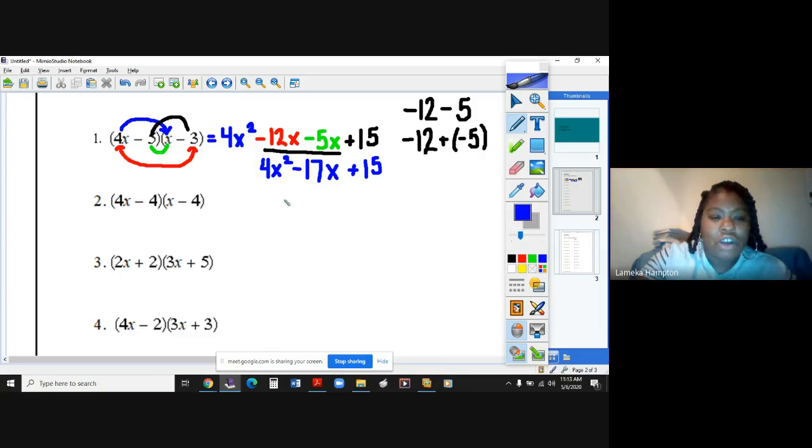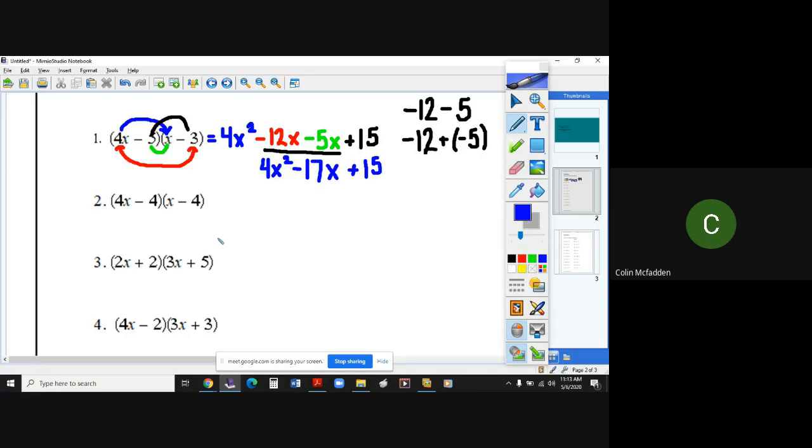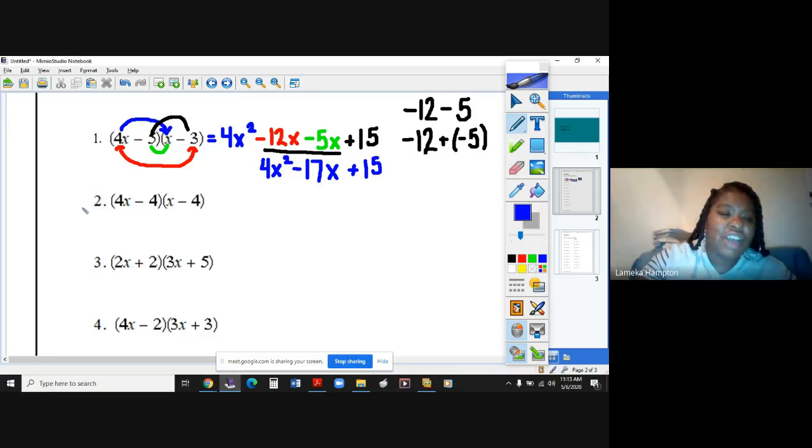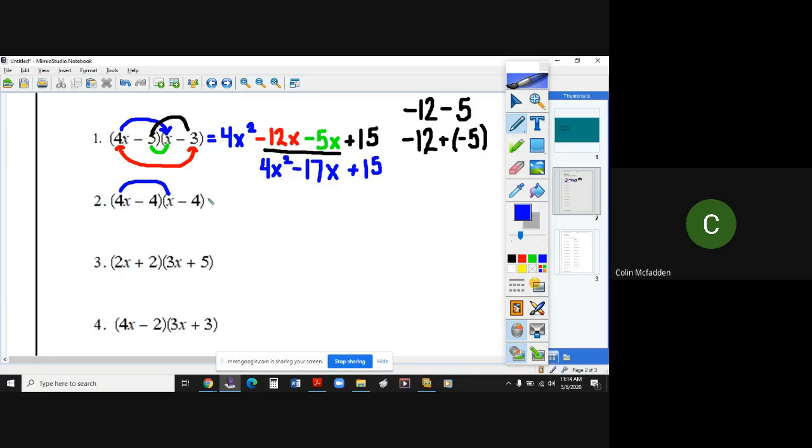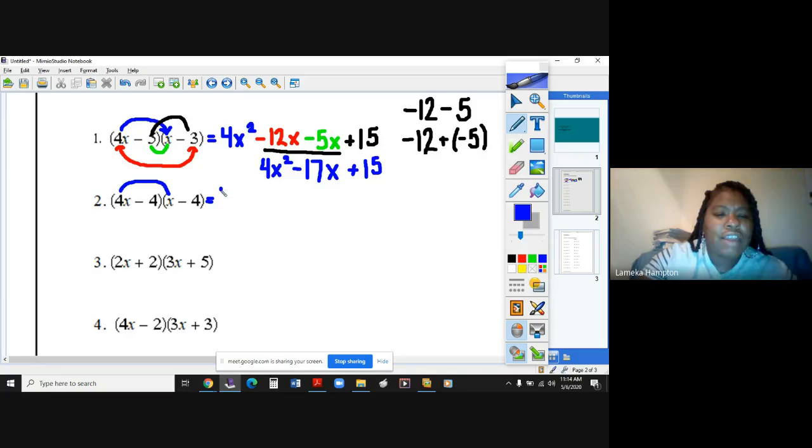So again, I hope you all can still see with the color coordination what I multiplied. Okay. So for number 2, tell me what I'm going to multiply first. What 2 terms will I multiply first? The 4x and the x. Excellent job, Mr. McFadden. And when I do that, what is my answer? 4x squared. Excellent job.